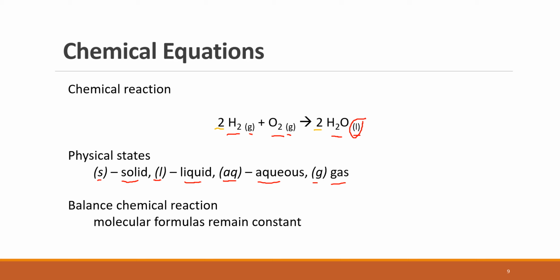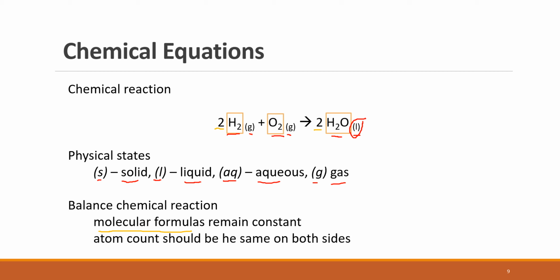When we balance chemical reactions, which we'll look at a little bit later in this section, we want to make sure that the molecular formulas remain constant. And then, as I said before, the atom count needs to be the same on both sides of the equation. So in the case above, how do I know that the atom count is the same on both sides of the equation? Well, in order to figure out the atom count, we take the coefficient that's in front of each element or compound and we multiply it by the subscript on that element or compound.